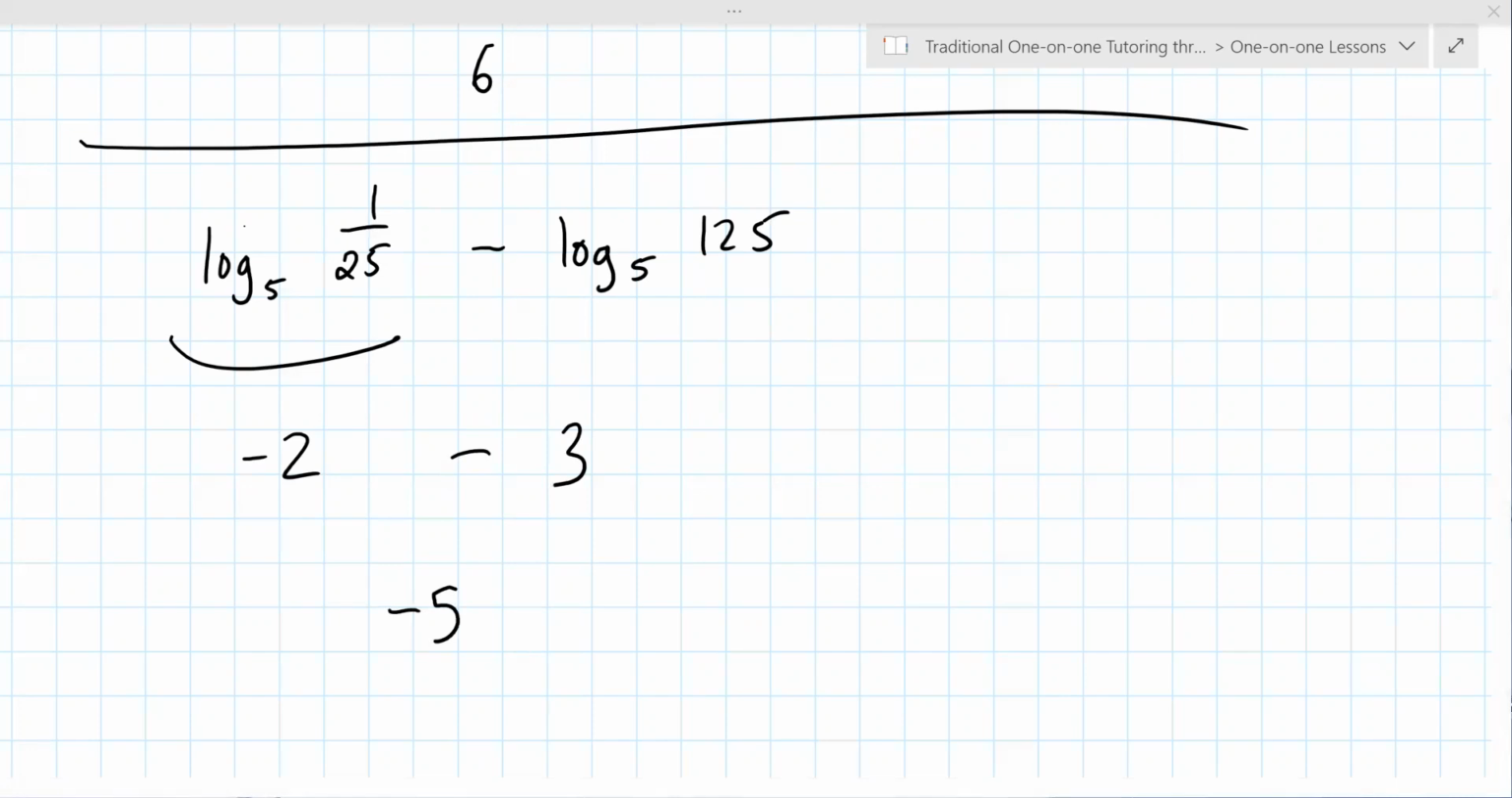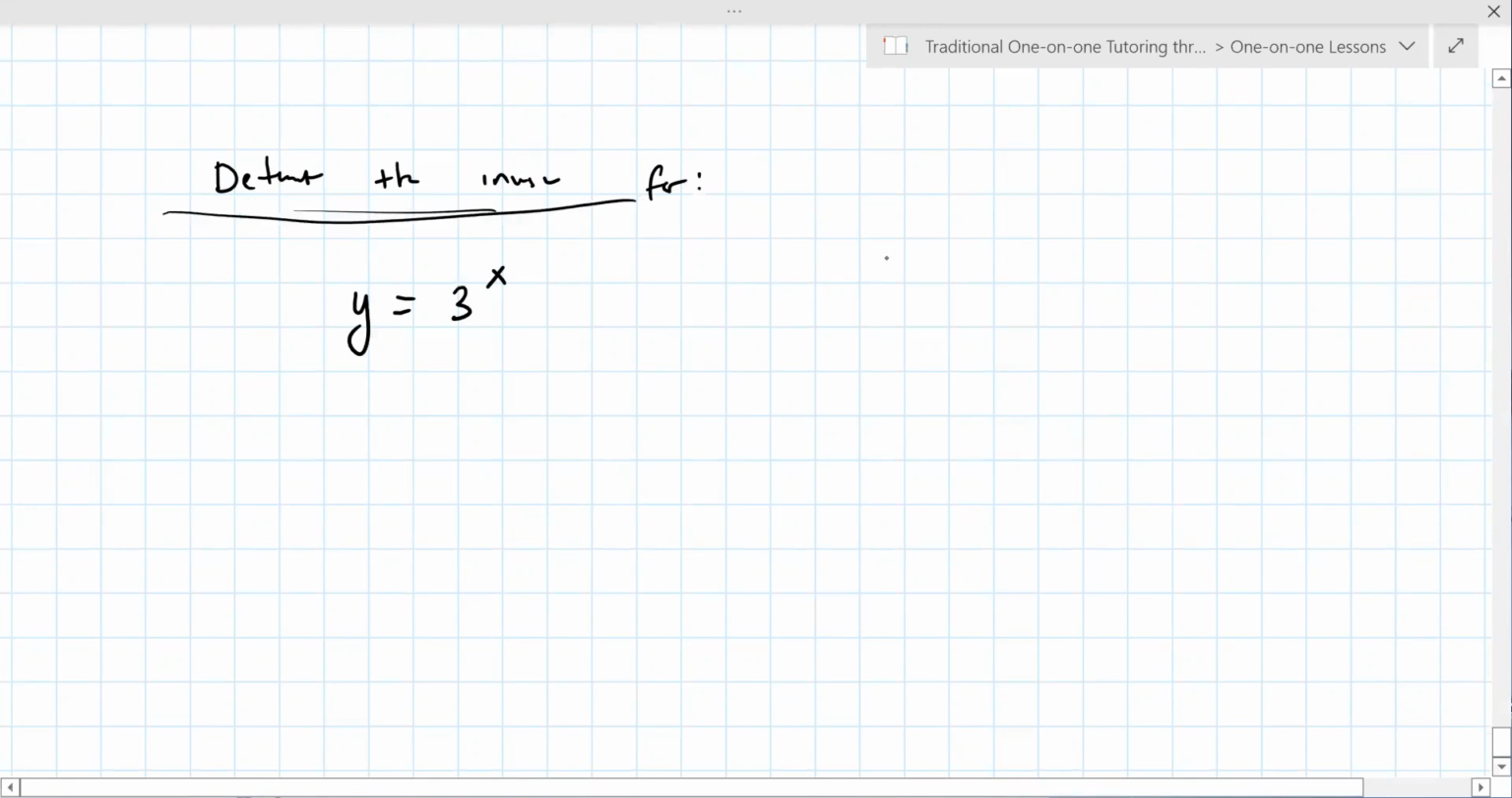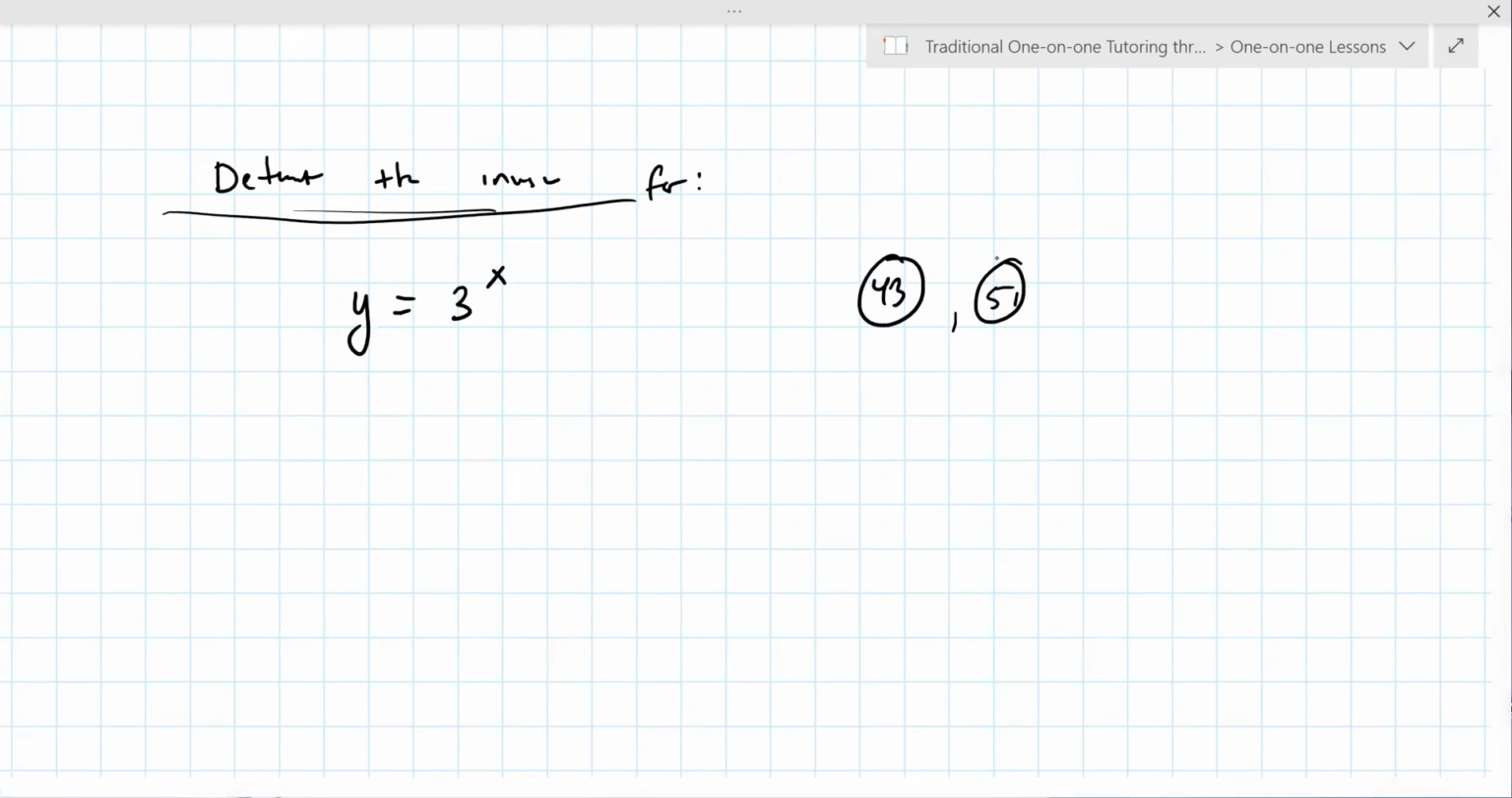All right, let's move on to another topic here. The next one is for some inverse problems. So determine the inverse for y equals 3 to the power of x. I guess give this one a try. This is very much like 43 in your book, or even 51. You want to give that a try, or do you need a refresher on this?